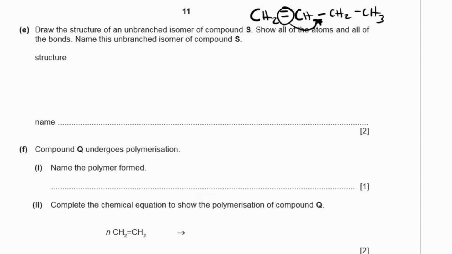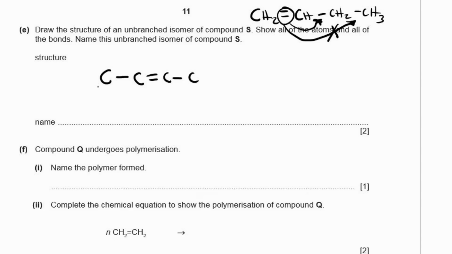If you move this double bond over here, it's exactly the same molecule as it started with, just turned a bit. So we don't want to put it over there. All right, so how do we do this? We need to show all the bonds, and this is not showing all the bonds. So we have a single bond, then a double bond, and then a single bond.